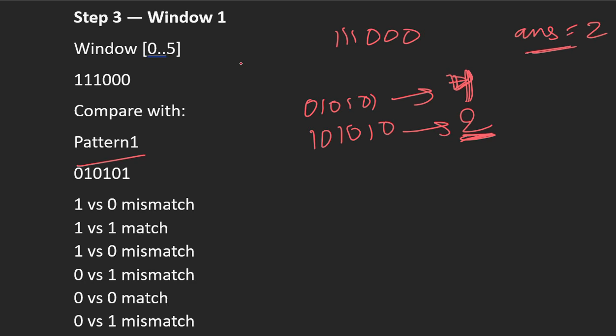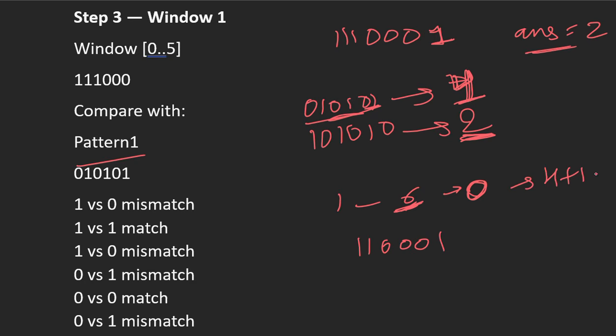Now we shift our window by 1, so now our window will become from 1 to 6, that is 1 1 0 0 0 1, right? So adding this 1 here, again we check with pattern 1. So according to pattern 1, what should it be? The index is even, so it should be 0, right? But it is 1, so we increase the mismatch count by 1, so we make 4 plus 1 as 5, right? And according to pattern 2, it should be 1, yeah it is 1, so our mismatch count is still 2, right?